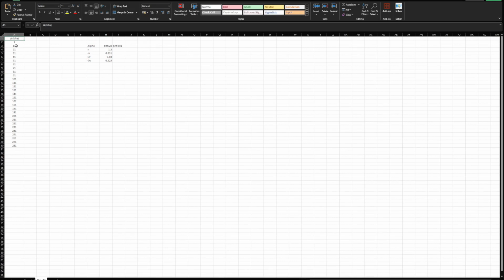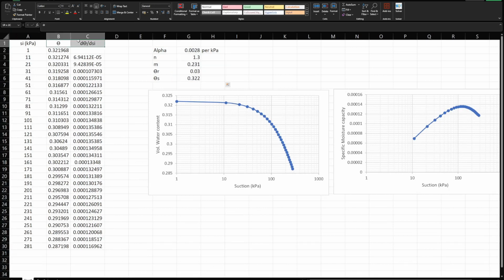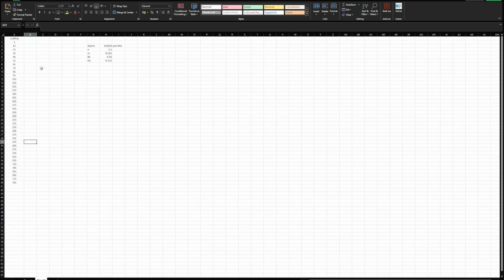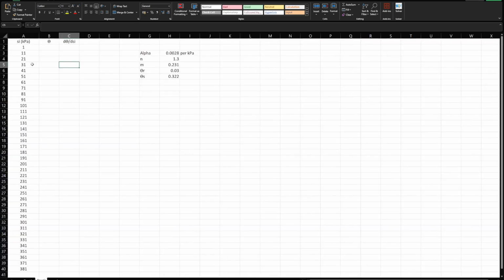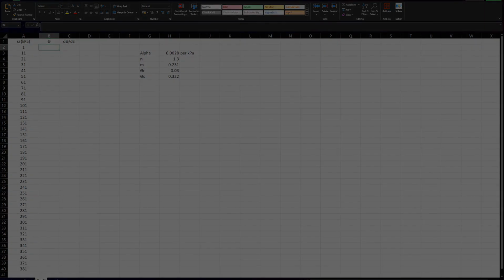So here, this is the matric suction value, and we are trying to solve it over a range of matric suction values. We are starting from one, as in the final plot we will use a log scale. So we don't want to start from zero matric suction, right? We can also extend it to some more values, let's say 380. Based on this, we'll calculate the value of theta, and then we'll also calculate the value of del theta upon del psi, that is the slope of this curve. Right? So let's see how we can do it. To get the value of theta, we will make use of this formula. Let me put it here.